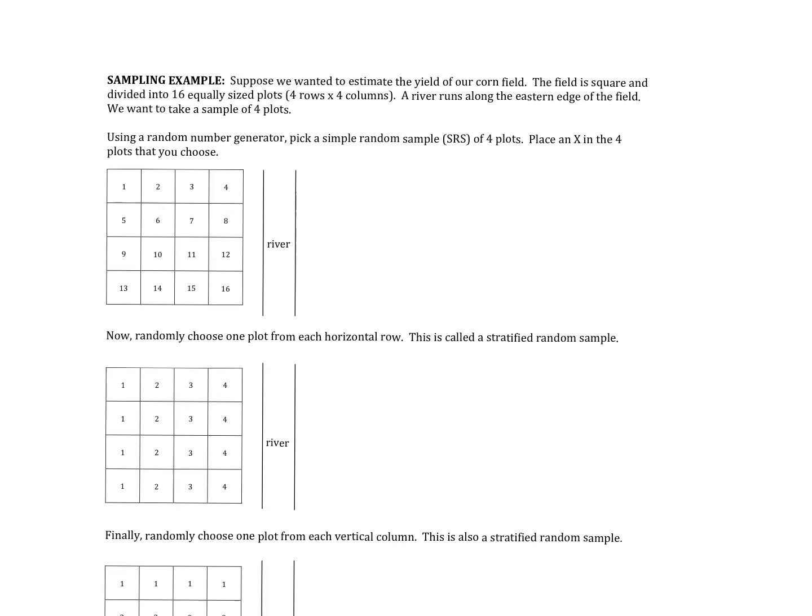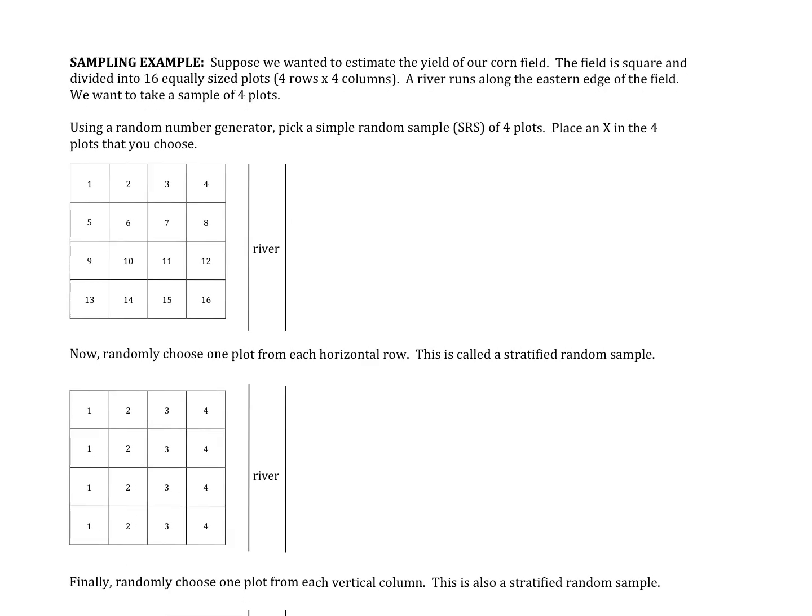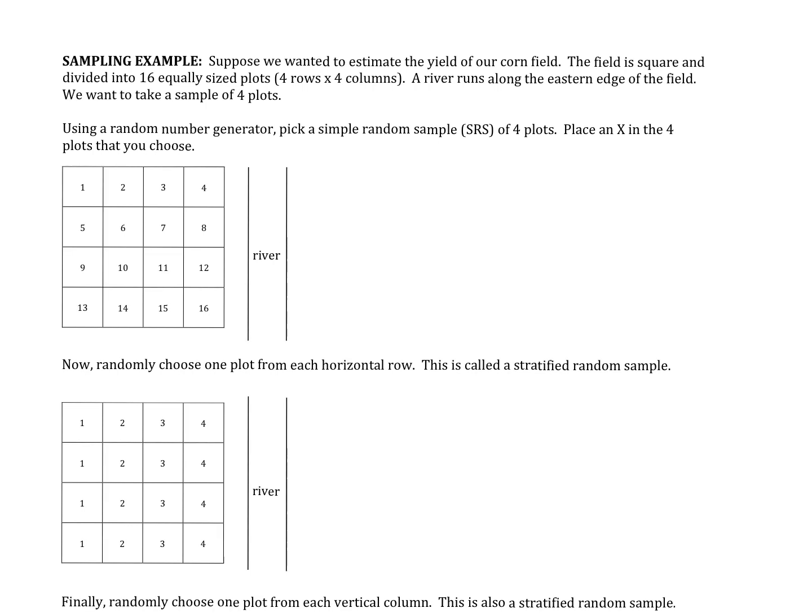We are going to look at some stratified samples. Suppose we wanted to estimate the yield of a cornfield. The field is square and it's divided into 16 equally sized plots, 4 rows and 4 columns. A river runs along the eastern edge of the field. We want to take a sample of 4 plots. Using a random number generator, pick a simple random sample of 4 plots. Place an X in the 4 plots you choose.